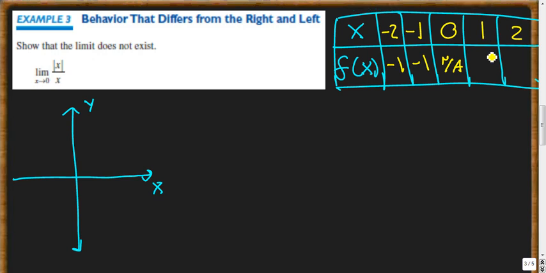If we plug in 1, the absolute value of 1 over 1 is 1 over 1, which is just 1. And if we do 2, the absolute value of 2 over 2, again, this is just going to be 1. So what we see here is that from the left of 0, we look like we're at -1, and from the right of 0, we look like we're at +1.